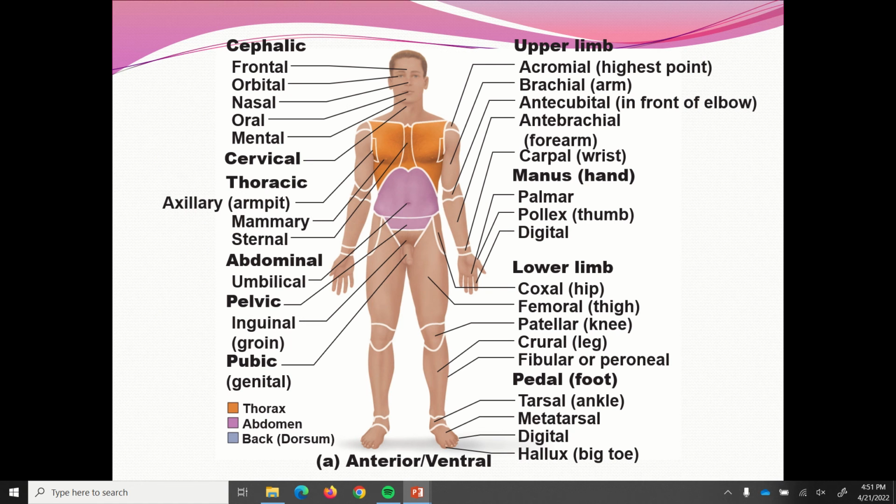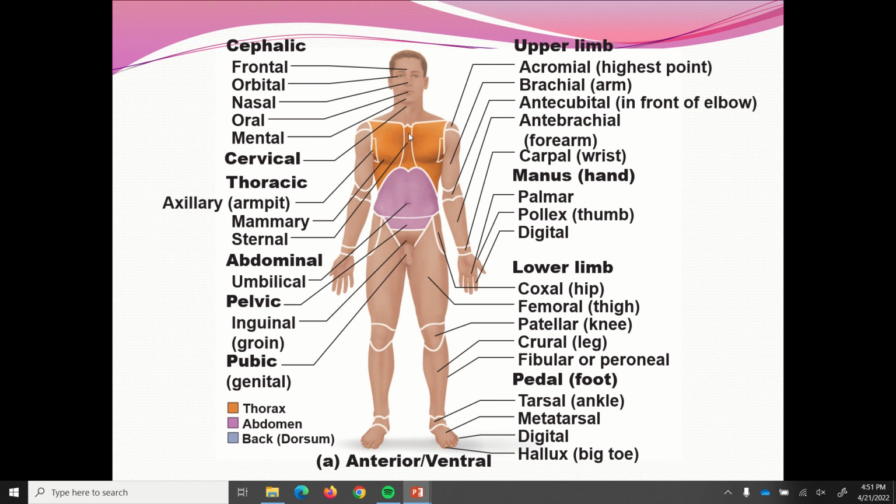Here they are for your introduction. It looks like it's complicated, but it's really not. You know most of these already. So with frontal, that would be your forehead. Orbital, eyes. Nasal, nose. Oral, mouth. Mental, chin. The cervical refers to the neck. The thoracic refers to the chest, and the abdominal refers to the abdomen.